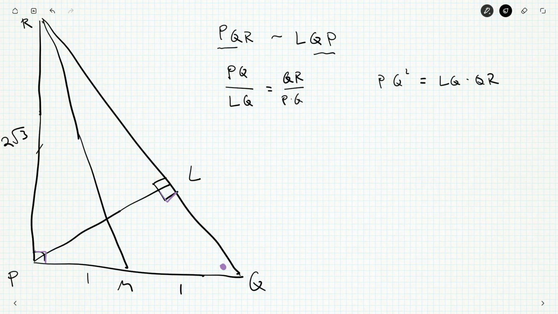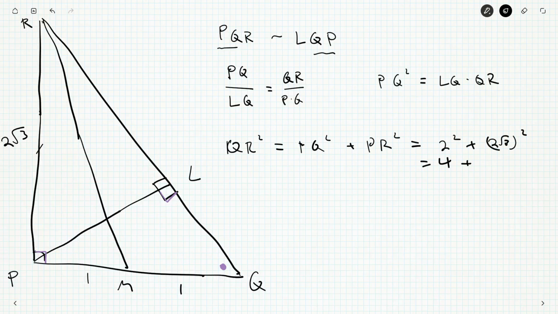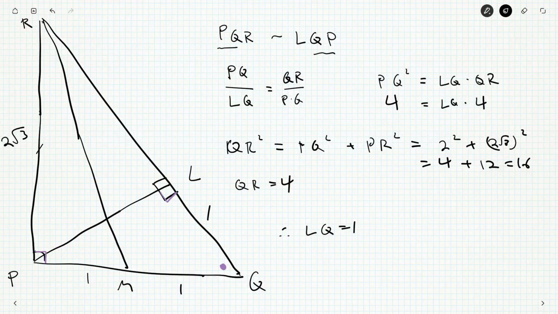QR, I guess we can get that right away from the Pythagorean theorem. I didn't actually do that yet. So QR squared is PQ squared plus PR squared, but that's 2 squared plus 2 root 3 squared. And that's 4 plus 12, 16. And as I predicted a little while ago, square root, we get 4. So PQ squared, which is 4, is LQ times 4 as well. That tells me LQ is going to be equal to 1. Oh, and we also have MQ as 1. Interesting.